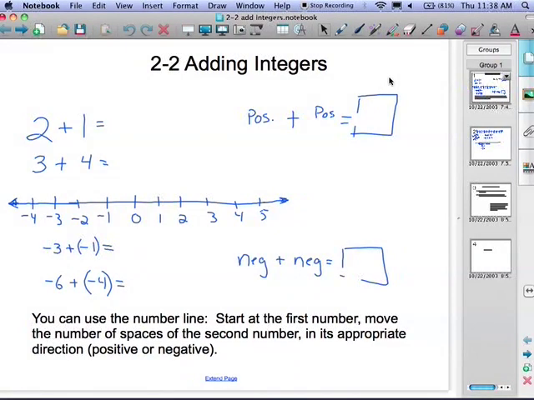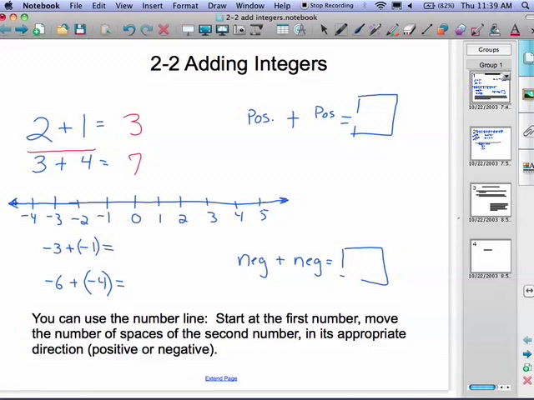2-2, adding integers. Here we're going to learn how to add integers, positive and negative numbers together. We're going to start off real simple with numbers you've been using your entire life. Over here on the left, 2 plus 1. We know 2 plus 1 gives us 3. Next example down, we have 3 plus 4, and that gives us 7.